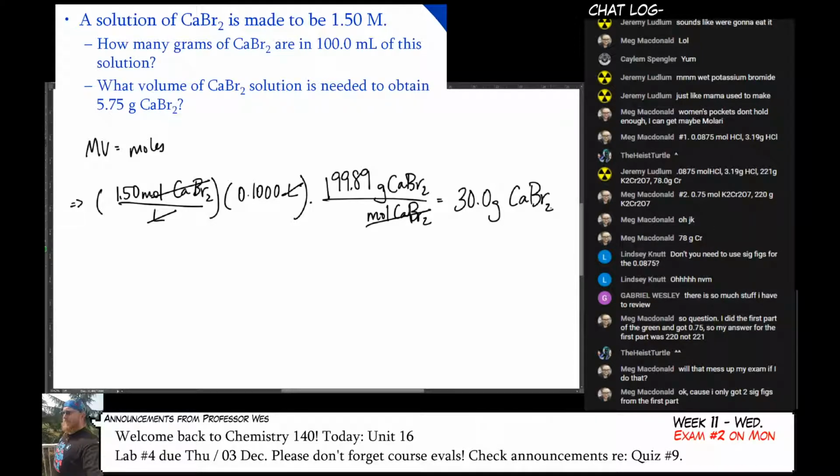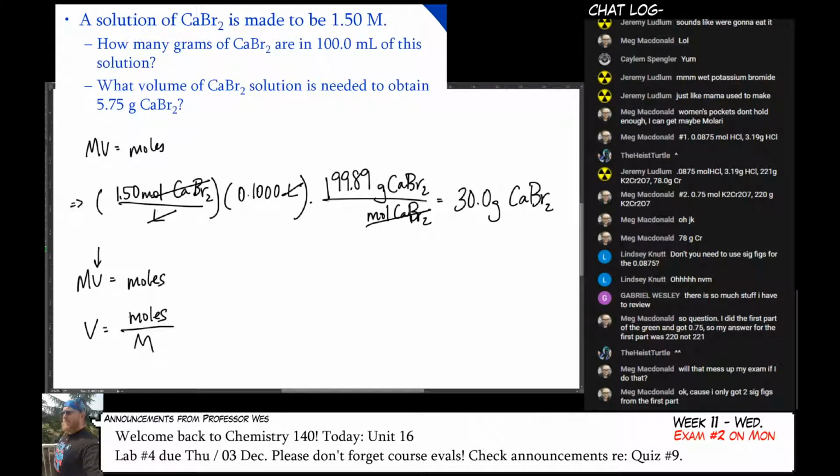Okay. That's the first one. Let's do the second one. What volume of calcium bromide is needed to obtain this many grams? So I'm going to write down the equation again, but now I'm going to solve for volume here. So I'm going to say volume is moles divided by molarity.